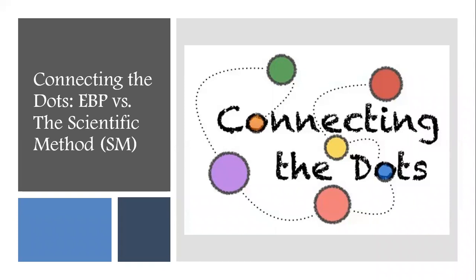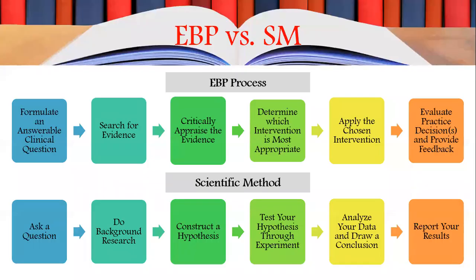So again, as I just mentioned, let's start by connecting some dots or talking about the evidence-based practice process in comparison to the scientific method or the social work research process. So as I mentioned previously, although there are some similarities between these two processes, it is very important to point out the differences as well. And so in the evidence-based practice process, I like to refer to this process as more of a consumer model, and I'll explain the reason for that momentarily.